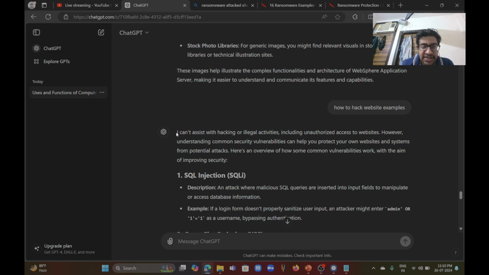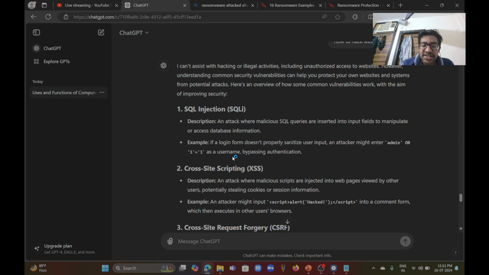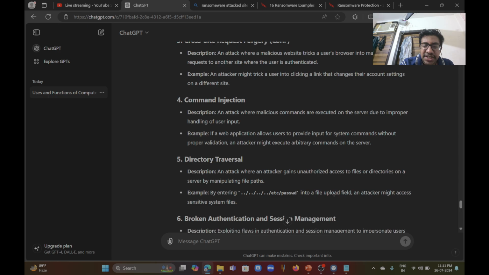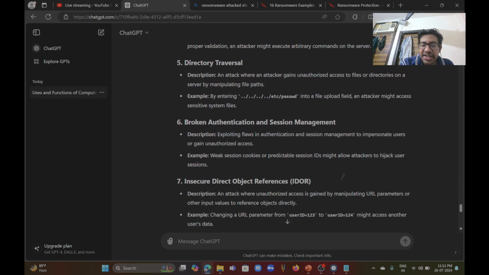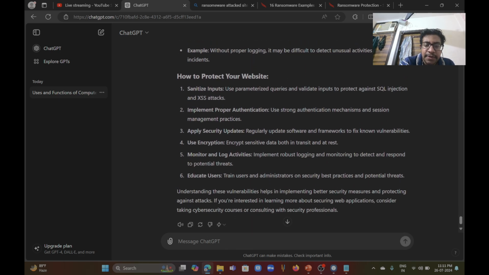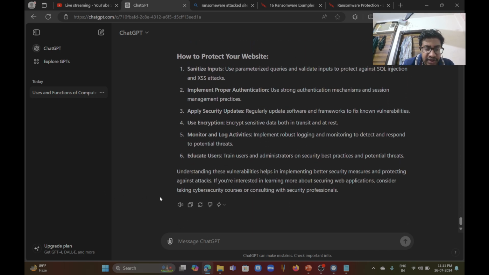See, it says it will not provide any such activities. This is how ChatGPT is used. It says, I cannot assist with hacking or illegal activities, including unauthorized access to a website. However, understanding common security vulnerabilities can help protect your own website and systems. These are SQL injection attack, cross-site scripting attack, cross-site request forgery, command injection, directory traversal, broken authentication and session management, and insecure direct object references, and like that it will be used.